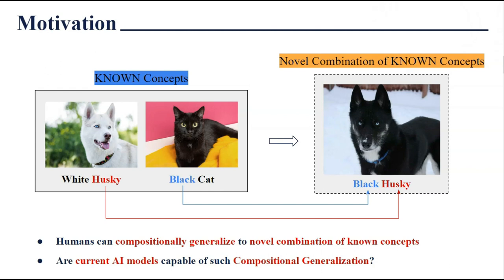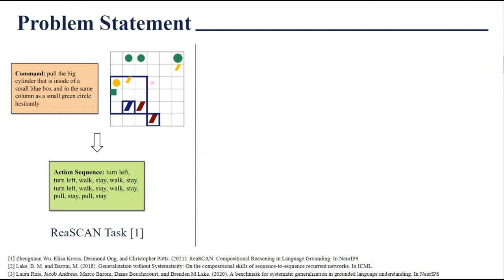But a similar kind of generalization is not that trivial for current AI models. In our work, we address this question of whether our AI models are capable of such compositional generalization. Several benchmarks have been proposed in the last few years, like SCAN, gSCAN, and most recently ReaSCAN, to study these problems.